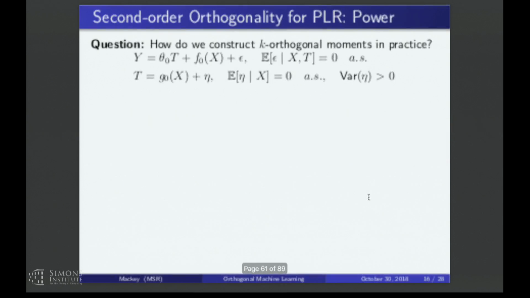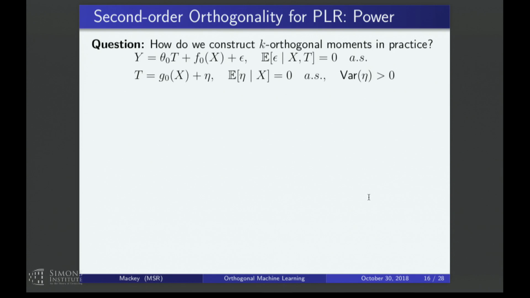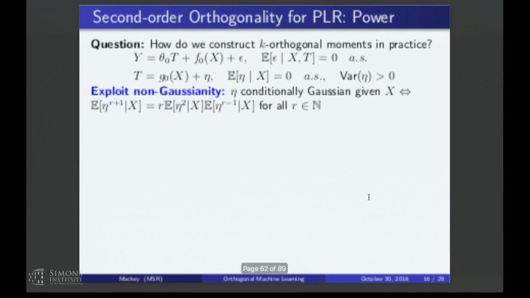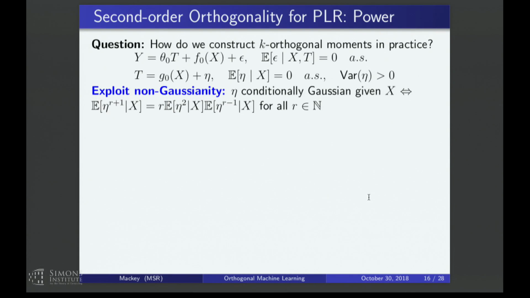So we're going to come back to this question again of how do we actually construct k orthogonal moments when we can? And what we learned from the last slide is that if we want to do this, we'll have to exploit non-Gaussianity somehow. Here's one characterization of Gaussianity. A Gaussian distribution is defined by its moments, and the moments satisfy these particular conditions. So eta is conditionally Gaussian given x if and only if it satisfies these moment relationships for all integers r. So what we're going to do is try to exploit the violation of one of these conditions and construct moments that work well when that condition is violated.